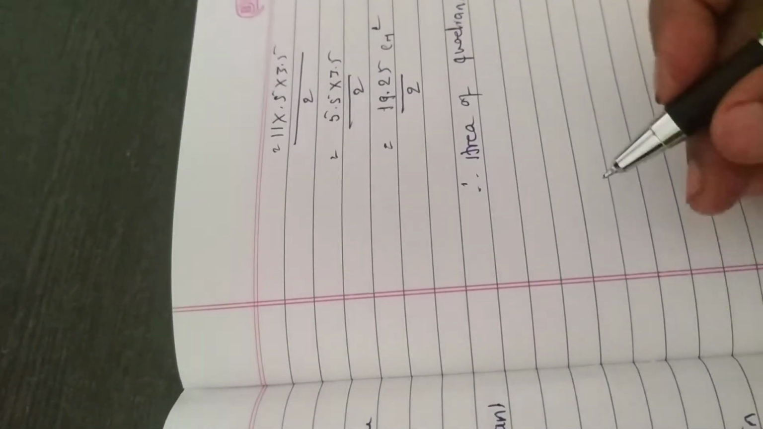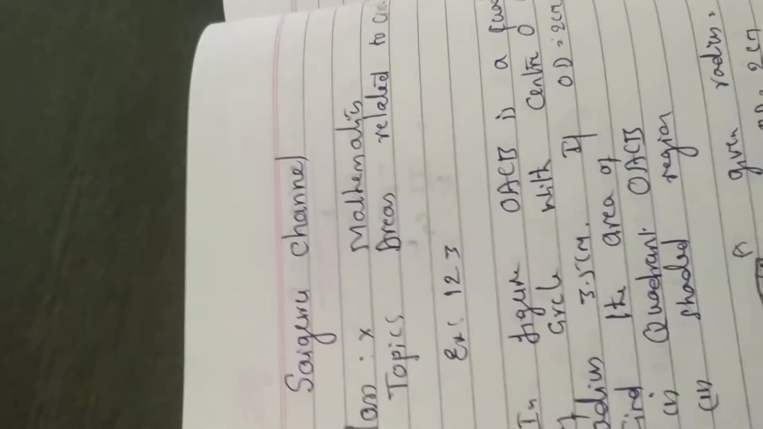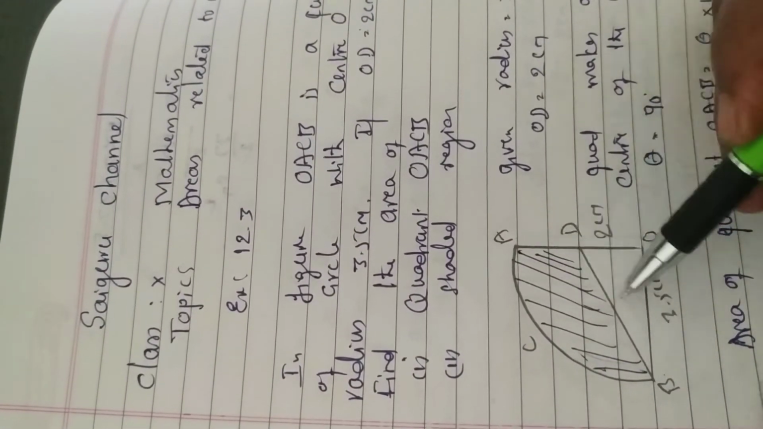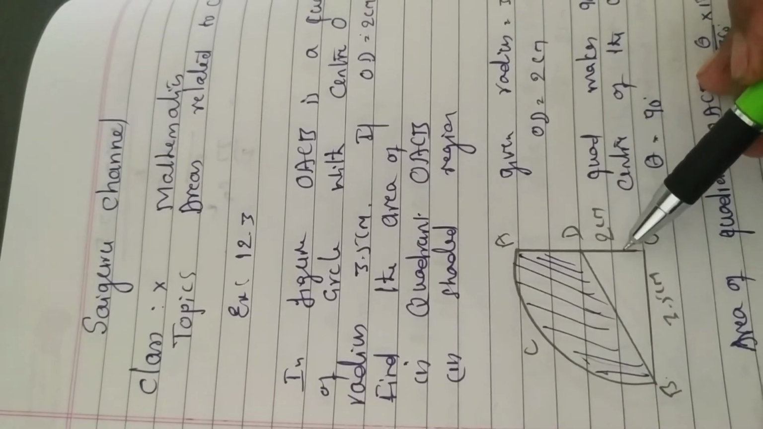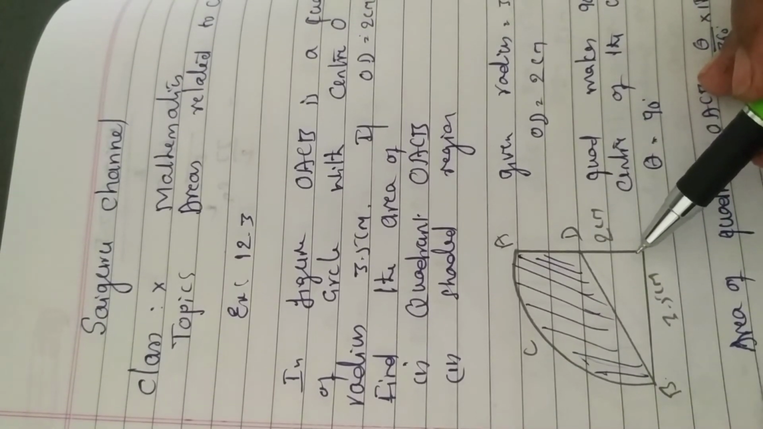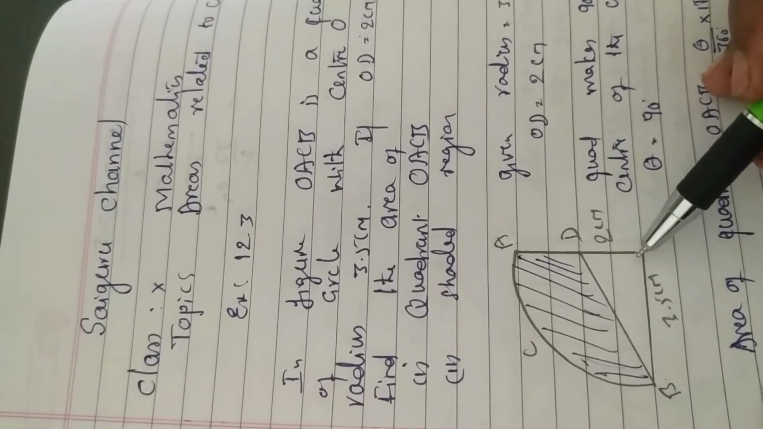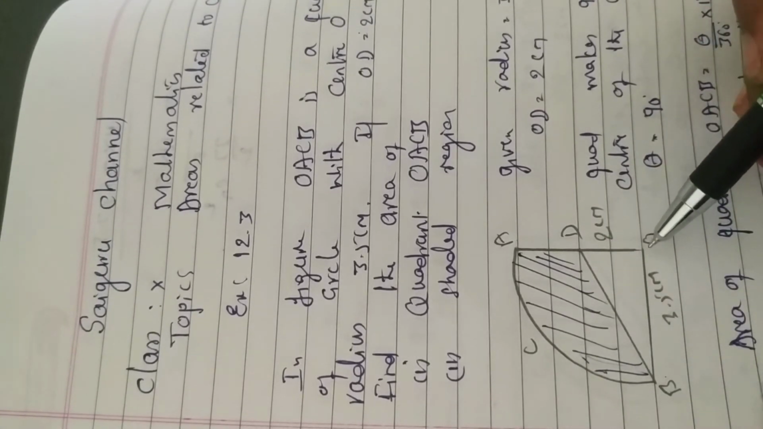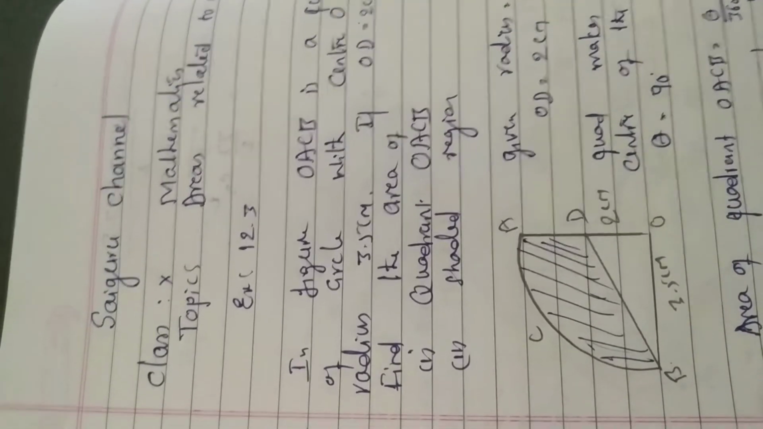Okay, so what about the second question? We have to calculate the area of this region. So we observe the diagram. The area of this region is equal to the area of the quadrant minus the area of the triangle. What kind of triangle is this? This is a right angle triangle, because already we know that the angle at center O is equal to 90 degrees. So BDO is a right angle triangle. We know that the formula to find the area of the triangle is half into base into height. So let us find the area of the shaded region.